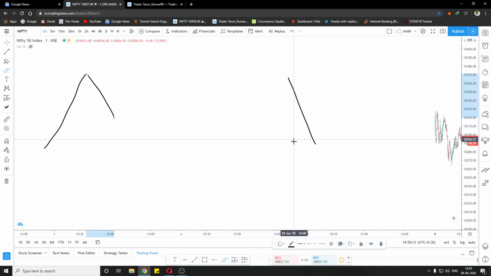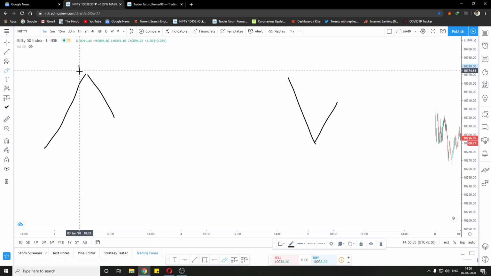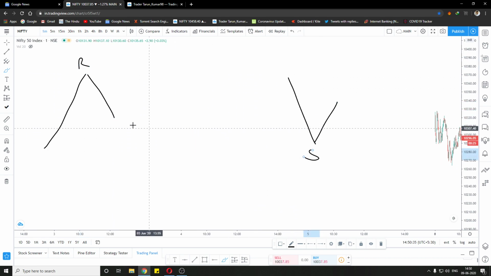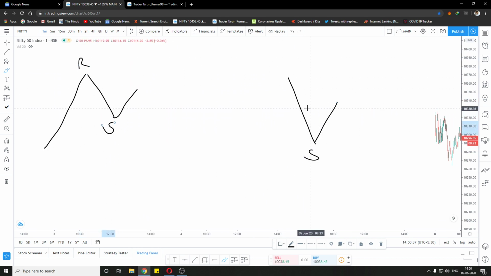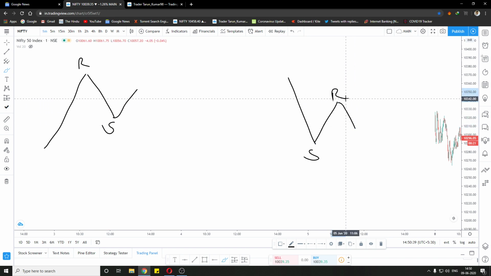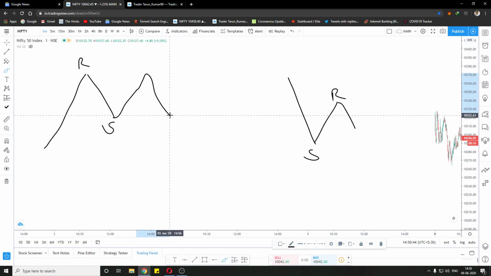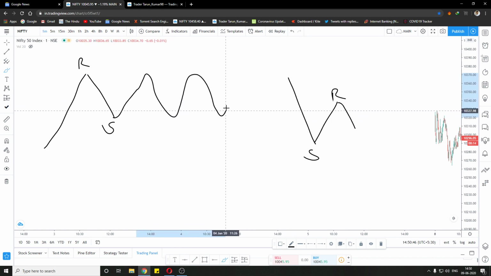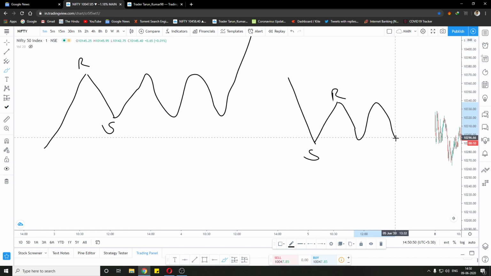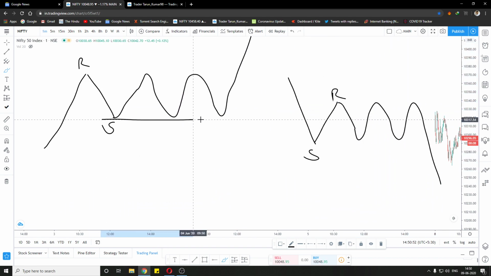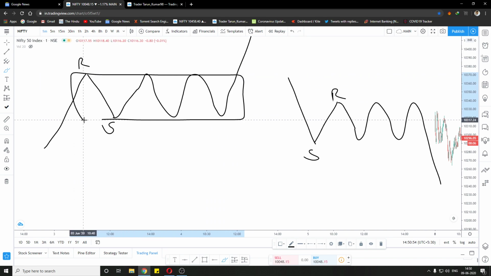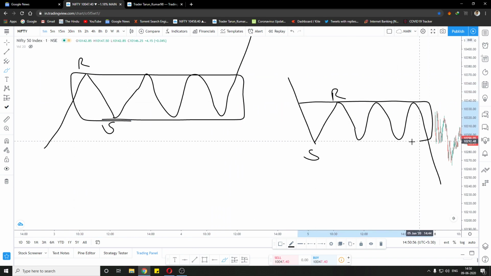Then we have a turn. This becomes our resistance, this becomes our support, this becomes our support, this becomes our resistance. And then the market comes perfectly to these levels, and then finally we get a breakout. So this is a rectangle, and this is a rectangle.